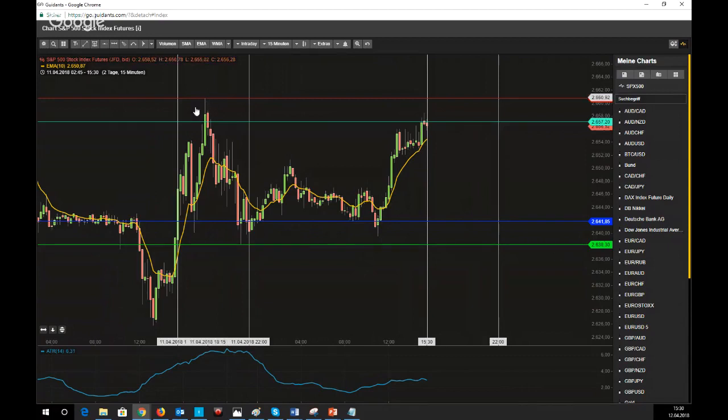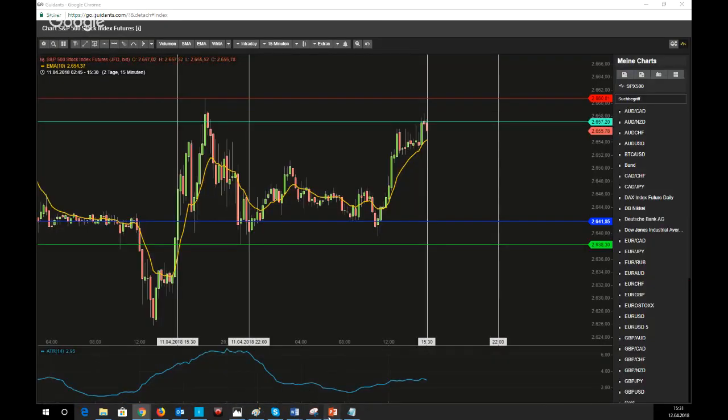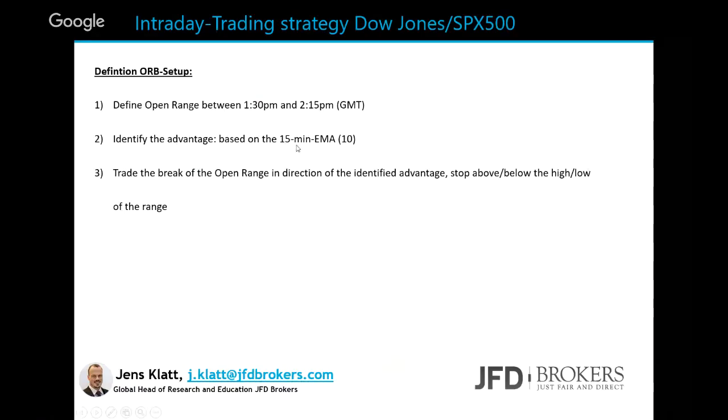This is the red line. And the turquoise line was already brought to the first tick at 1:30 p.m. GMT. So this is just giving me an idea of whether we are trading above or below the opening of the trading day. And this exponential moving average you can see here is our exponential moving average 10, just to see the advantage here.